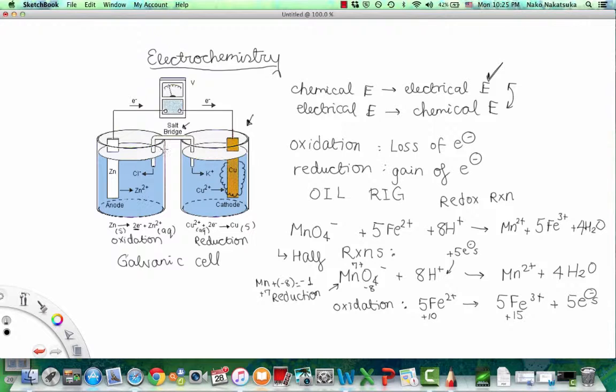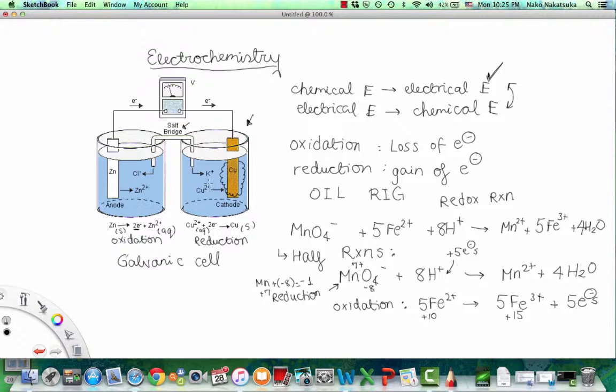So the reaction takes place at the surface of these individual electrodes, and the thing you have to remember is that the left one is the anode, where we have oxidation half reactions that occur. So remember, we split them up into oxidation and reduction, right? And on the right-hand side, we always have the cathode, which is where reduction occurs.